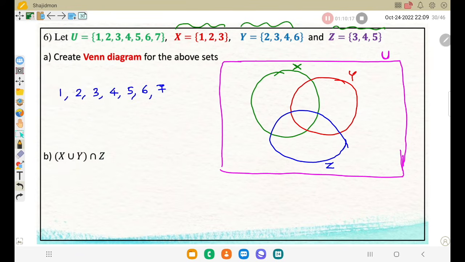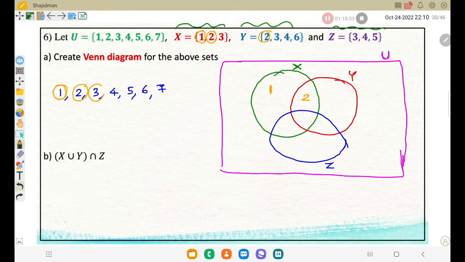So first think about the number 1. Number 1 is coming in which sets? Number 1 is coming in x and only x, correct? So in the x set, just write 1. X means this green color, 1. Now 2 is coming, in which sets? It is in x, it is in y. Okay, 2 is coming in x and y. So in the x and y intersection portion, mark number 2. That means the green and red intersection here, we are marking 2.